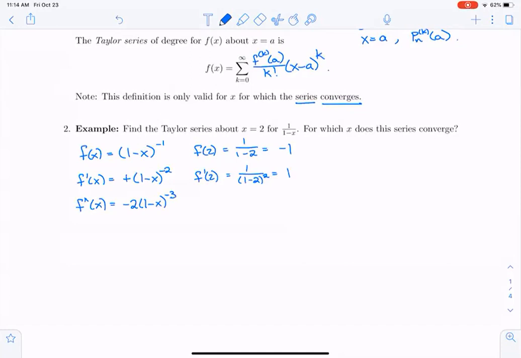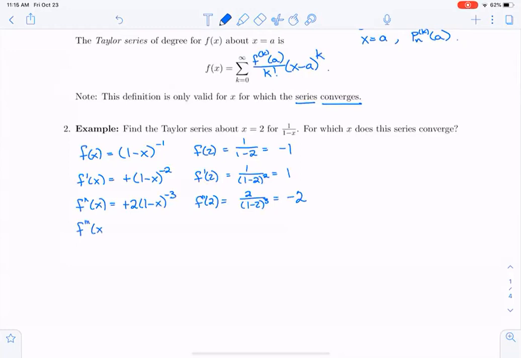The second derivative of x is actually going to be negative 2 times 1 minus x to the negative 3 power. That's times a negative 1, so that becomes a plus. So the second derivative at 2 is 2 over 1 minus 2 cubed. So that's 2 over negative 1 cubed. That gives me a negative 2.